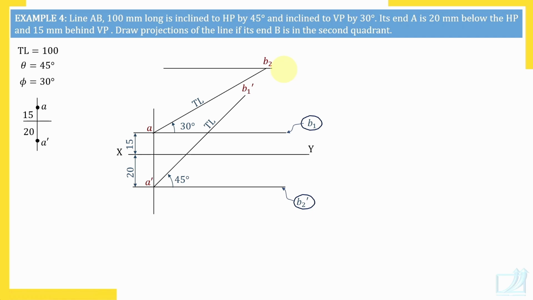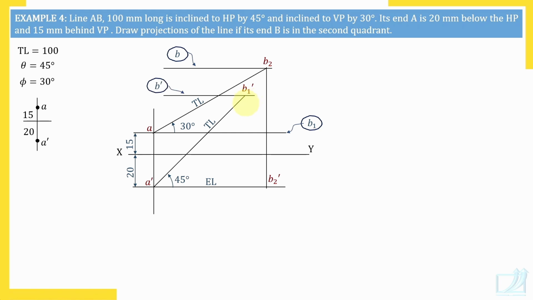Horizontal line through B2. Which other point on this line? B. B and B2 lie on the same projector. Now vertical line through B2. And here you will get B2 dash. A dash B2 dash is EL. Now through B1 dash, horizontal line. Which other point on this line? B dash.